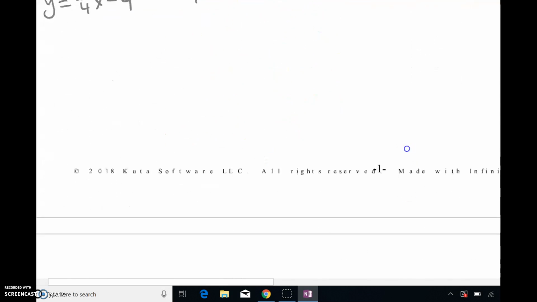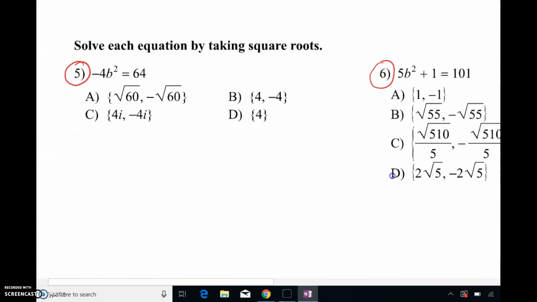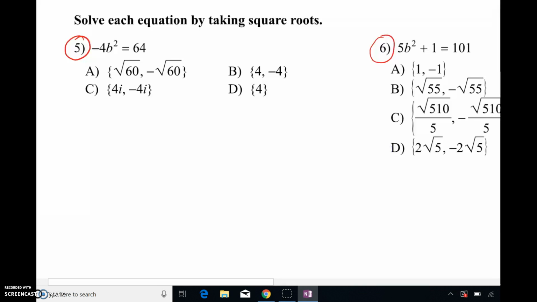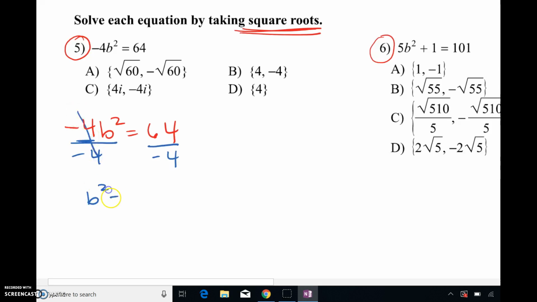So the next question you asked for is number 5. Number 5 is actually one of the easiest ones on the final because it tells you exactly what to do. It says solve by taking the square roots. Before you can take the square root, you have to get the thing that's squared by itself. So if I have negative 4b squared equals 64, I have to get rid of this negative 4, so I divide by negative 4. And now I have b squared equals negative 16.